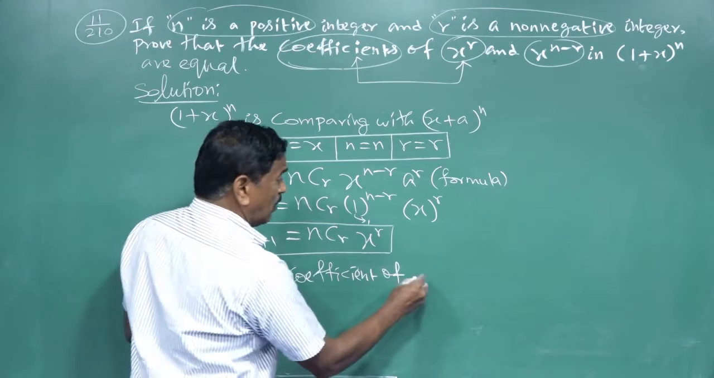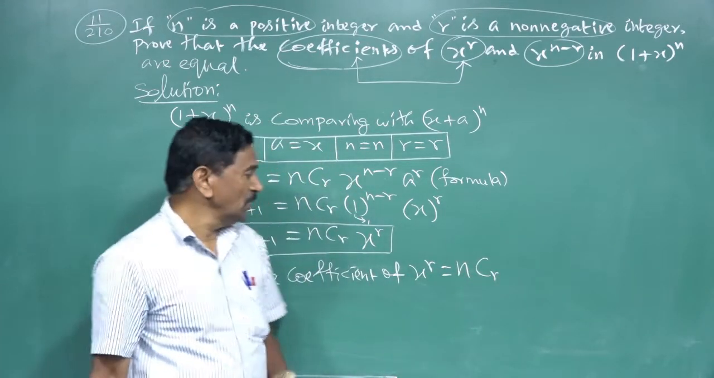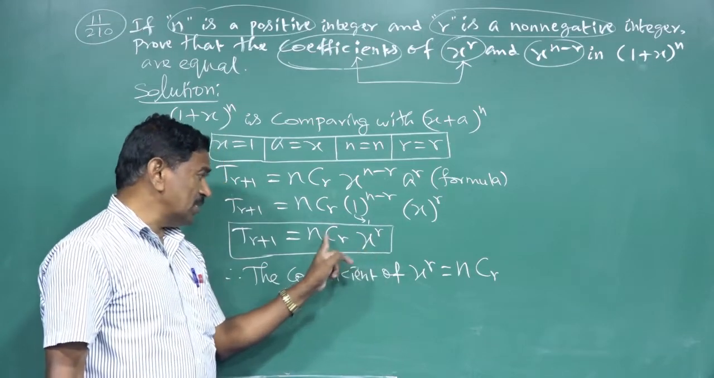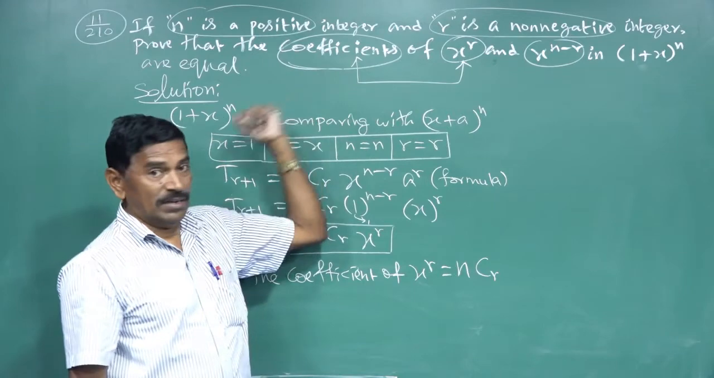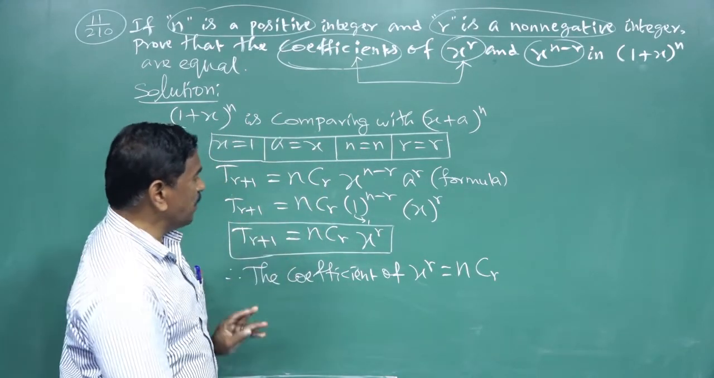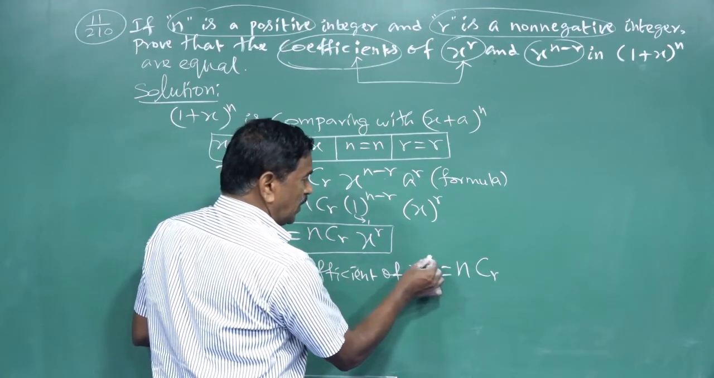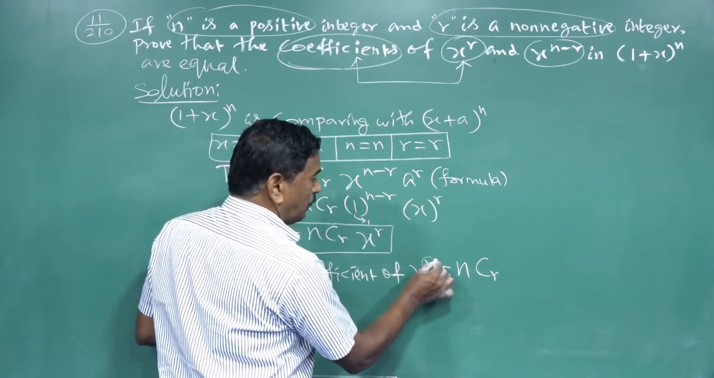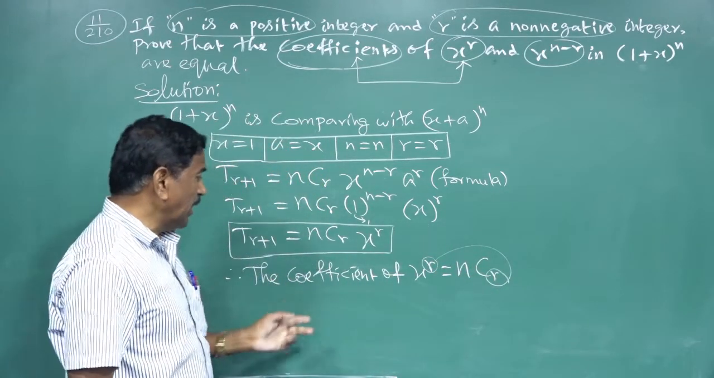The coefficient of x power r is nCr. Okay, that is the idea. Remember the technique. The technique is very simple: in the coefficient of x power r, here power r, therefore the suffix r. That's the idea.